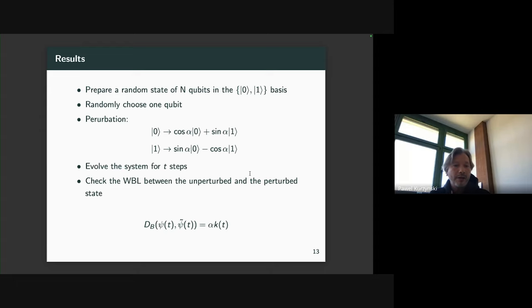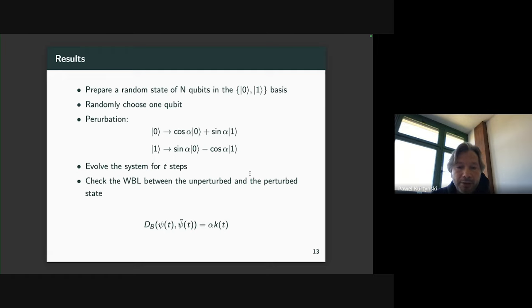So then basically, I was evolving the system for t steps, and then I was calculating this distance between this unperturbed state and perturbed state, and I was looking at how this distance changes in time. You see that because of this perturbation, initially we had a product state of all qubits, but then the interaction was generating a GHZ state, and this GHZ state was becoming larger and larger, a GHZ state over a bigger set of qubits.